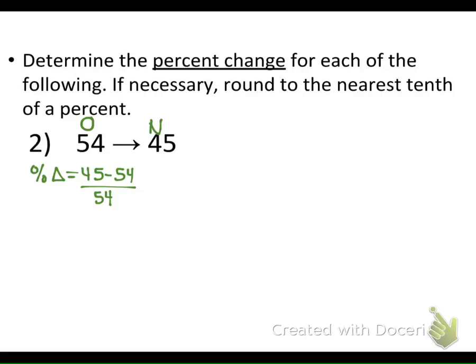Wait, you're missing part of your formula. All right, there you go. Nice. So you said you're going to do 45 minus 54 equals, right? Then divided by times 100. And when you do that, what do you end up with?